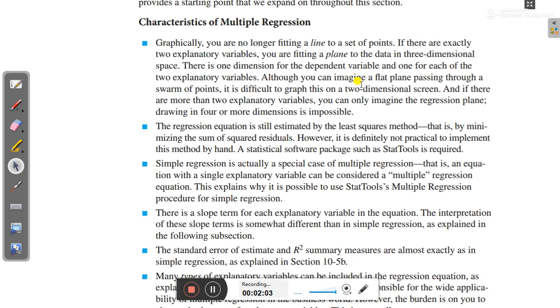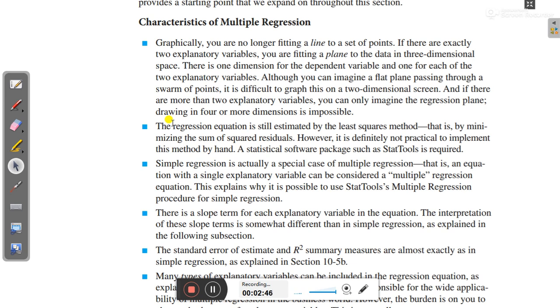Though you can imagine a flat plane passing through a swarm of points, it is difficult to graph this on a two-dimensional screen. And if there are more than two explanatory variables, you can only imagine the regression plane. Drawing in four or more dimensions is impossible. The regression equation is still estimated by the least squares method. So regression equations can still be fitted like simple linear regression using the least squares method, that is, by minimizing the sum of squared residuals. However, it is definitely not practical to implement this method by hand. A statistical software package such as Data Tools is required.